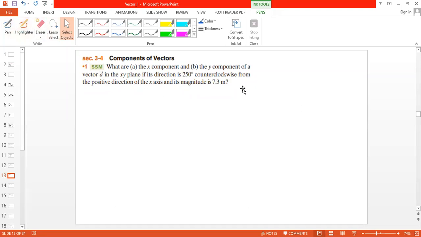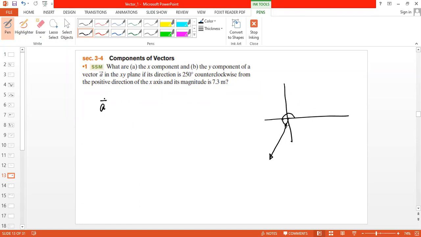So now, see here what they are saying. They are saying that a vector A is a vector that makes 250 degree counterclockwise. So 90, 180, and then this is 270. So 250 will be something here. So this is 250 degree, and then the magnitude of the vector, the vector will be like this. Let's say the vector is A.